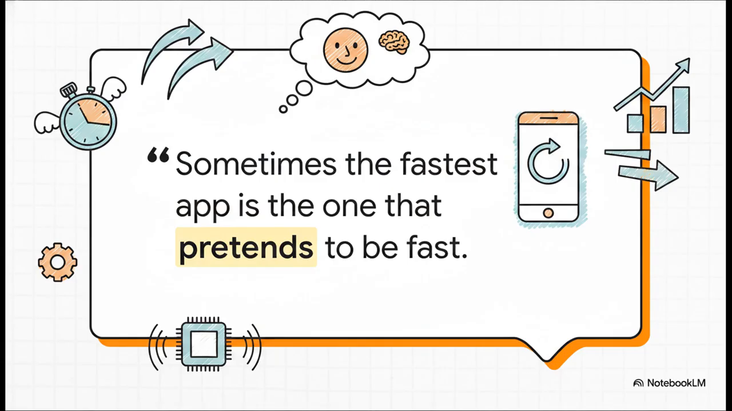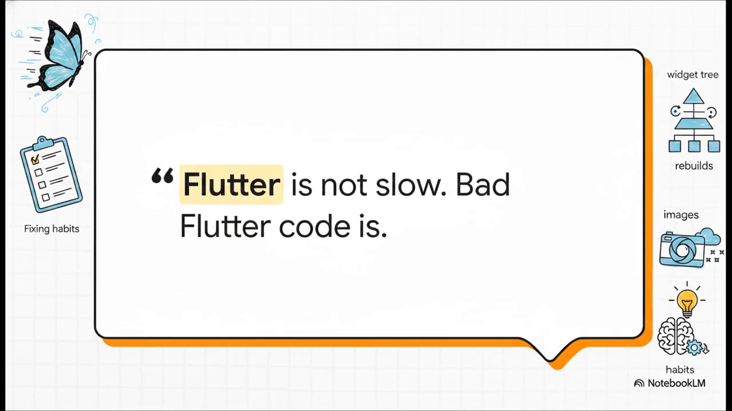As this quote perfectly summarizes, sometimes the fastest app is the one that pretends to be fast. You are managing the user's psychology just as much as you're managing the device's CPU. I'm going to leave you with this empowering challenge. Flutter is not slow. Bad Flutter code is. If your app is sluggish, stop blaming the framework. Look at your widget tree, look at your rebuilds, your images, and your own habits.